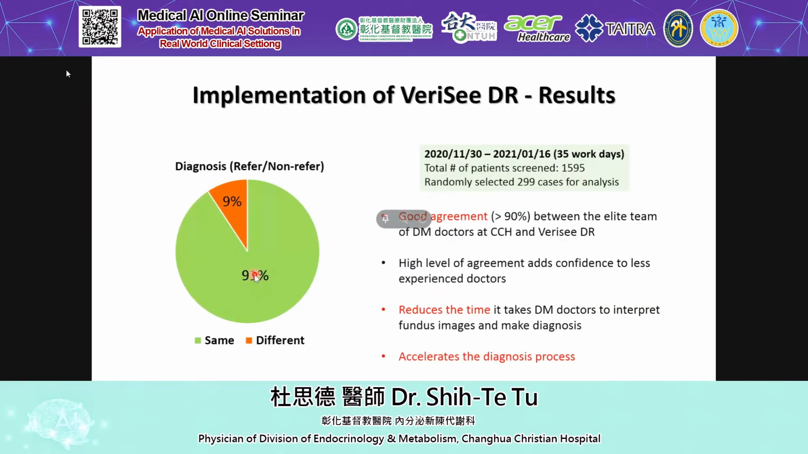And someone may be curious about the result of adjudication by the physician or by the AI alone. This is the result from November 2020 to January 2021. We had 35 work days. We analyzed 1,595 patients and randomly selected 299 cases for analysis. You can see there is good agreement, over 90%, between the DM doctors at CCH and VeriSee DR. And this is a very high level of agreement.